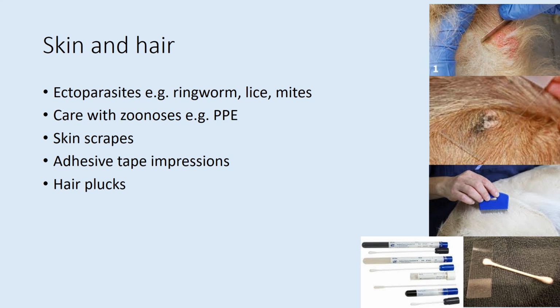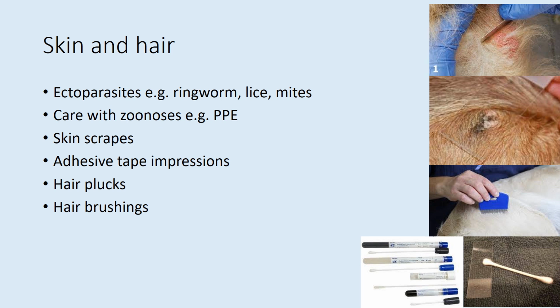Hair plucks does what it says on the tin. We take a small sample of hair using artery forceps and remove them, place them onto a glass slide with a bit of liquid paraffin and look at them under the microscope. So these, again, fungal spores, superficial mites, or mites that are attached to hairs such as Demodex, or some of the parasitic eggs which attach to hairs can be found in this way.